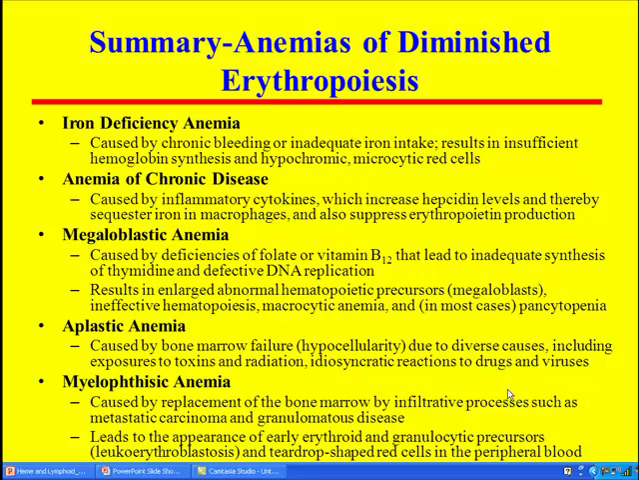Okay, again, what I did was I gave you a summary here of all the anemias that are caused by diminished production of red blood cells. And so make sure you take a look at this slide. It's a good summary. It's pretty much everything I want you to know about these conditions.